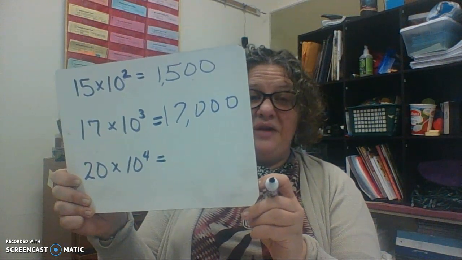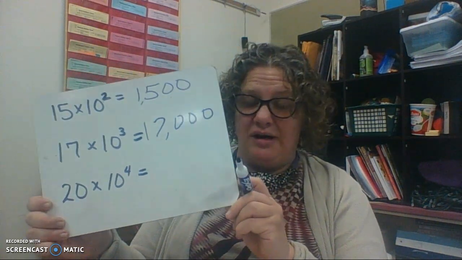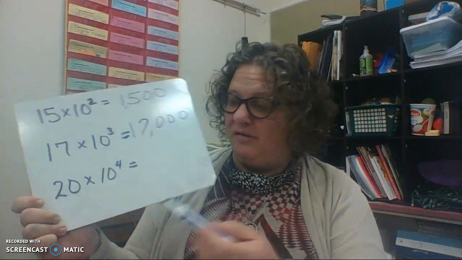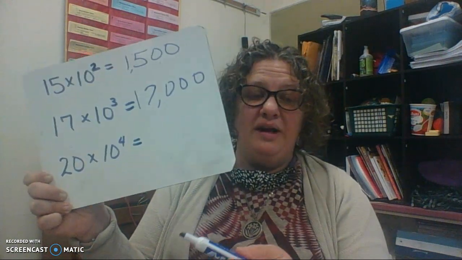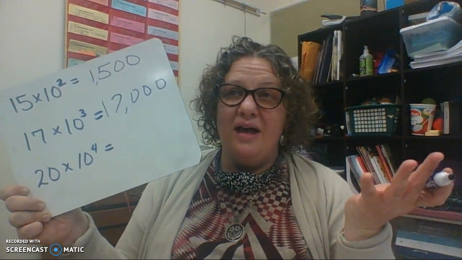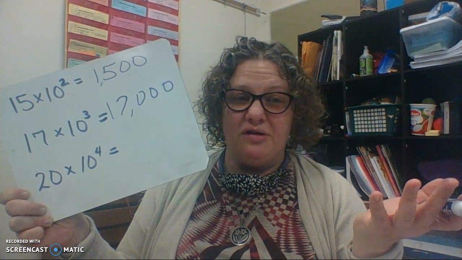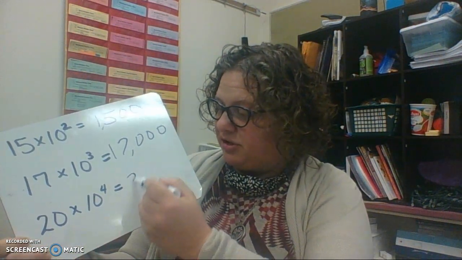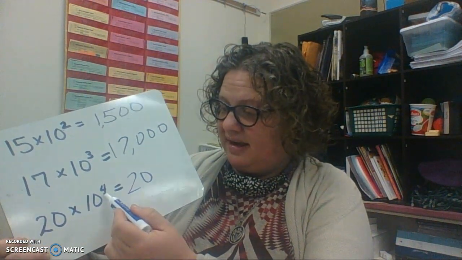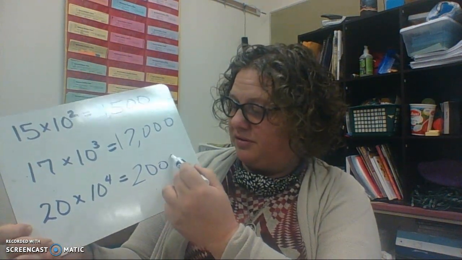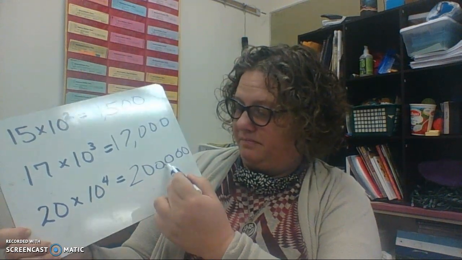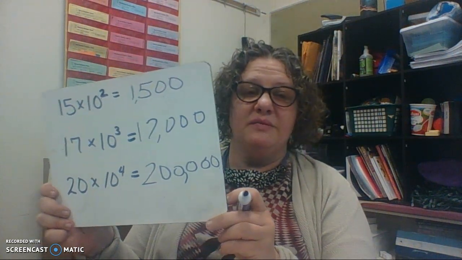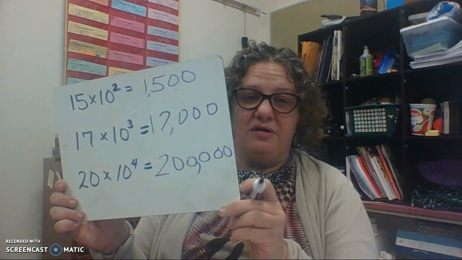20 times 10 to the fourth. This one's a tricky one because you're going to have more than the 4 zeros, because you're starting with the number 20. So be careful when you're multiplying and the original number ends in a zero. In a situation like this where we start with 20, make sure you write your 20 down first and then add those 4 zeros. 1, 2, 3, 4. And we get 200,000 for 20 times 10 to the fourth power.